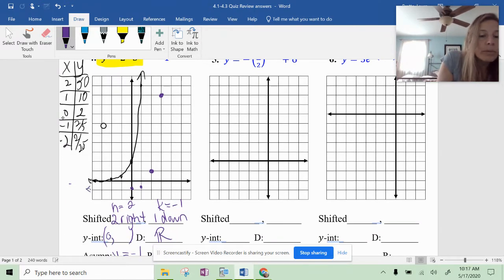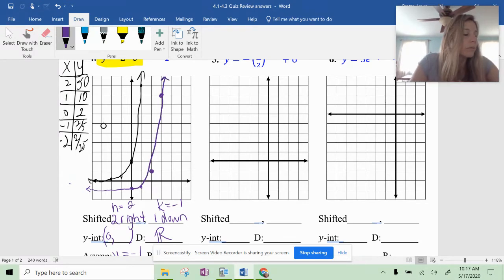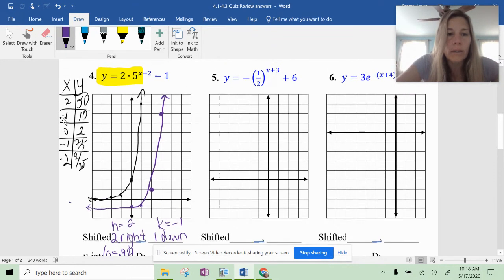So you might be able to tell what this y-intercept is, since I was shifting that point 2 to the right and 1 down. But if you want to write 0.92 or negative 0.92, that's what it will be if you plug the 0 in for x and solve it out. If you have a fraction answer, that's fine too. Okay, so let's take a look at the next one.